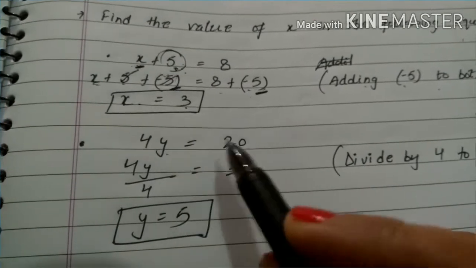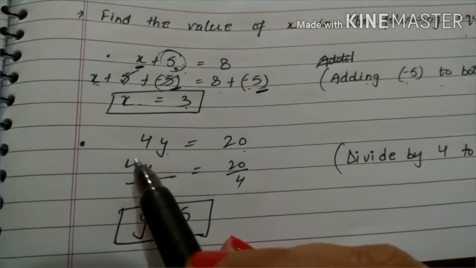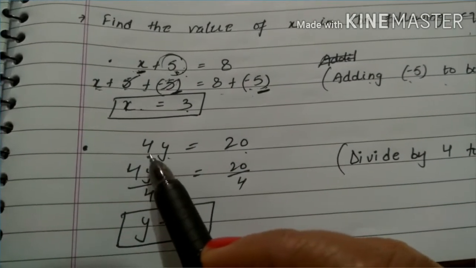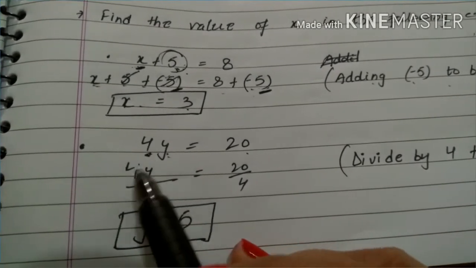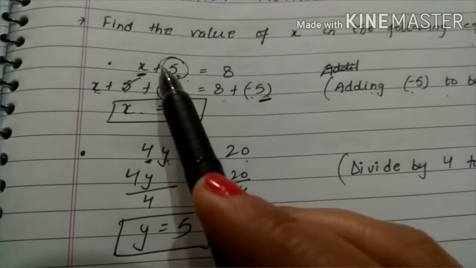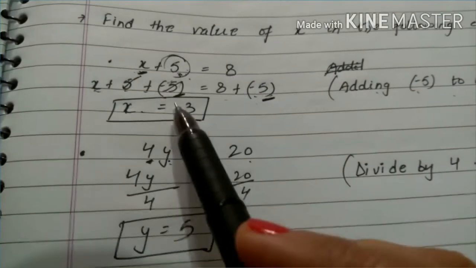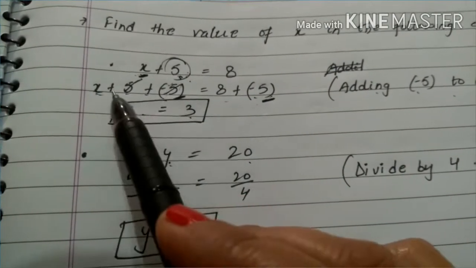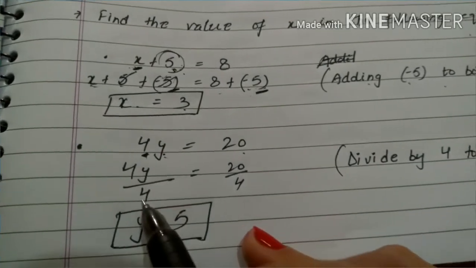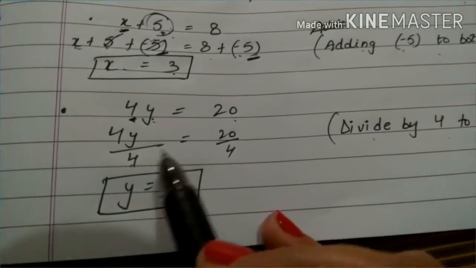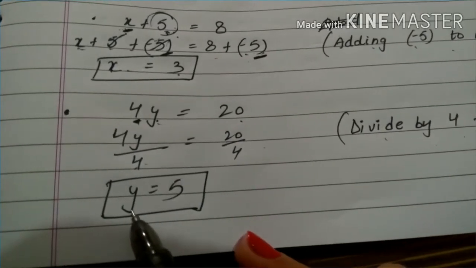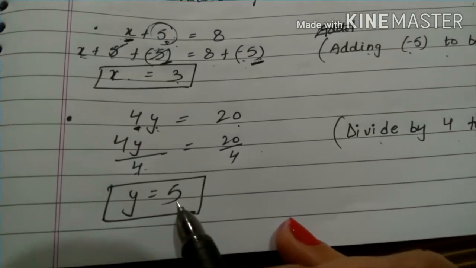Then 4y is equal to 20. Here we can see this 4 is the extra term, which is in multiplication. Where it is multiplication, always go for divide. Where it is addition, always go for subtraction. Addition, subtraction, multiply, divide. So divide by 4 on both the sides. We divide by 4 and we get the value of y is equal to 5.